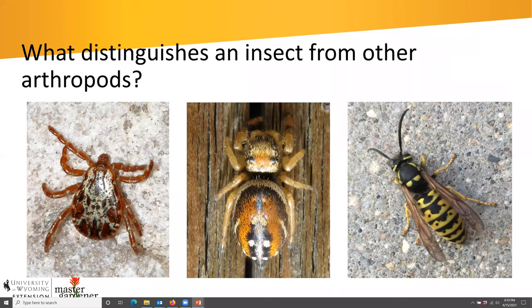I want to just cover some of the basic stuff about insects. You know, what distinguishes them from other arthropods? And arthropods refers to those creatures that have legs and an external skeleton and are really common and abundant in our world. Things like ticks and mites, those can be problematic for people, and entomologists are often asked about those things, and so we include them.